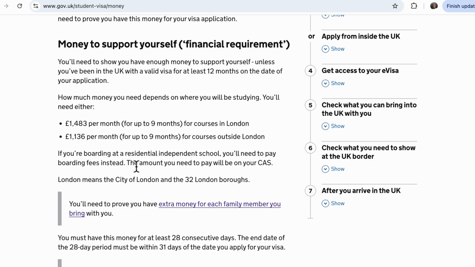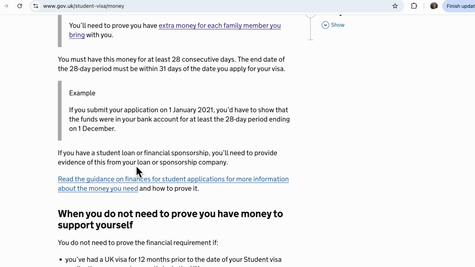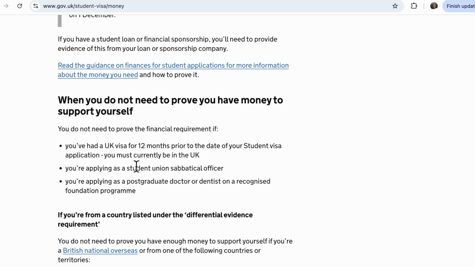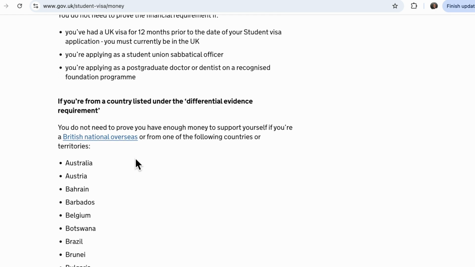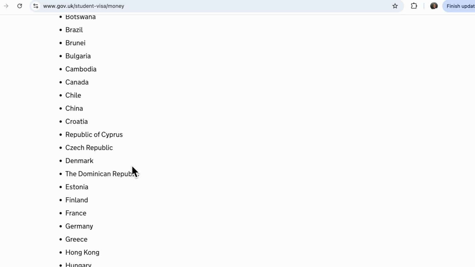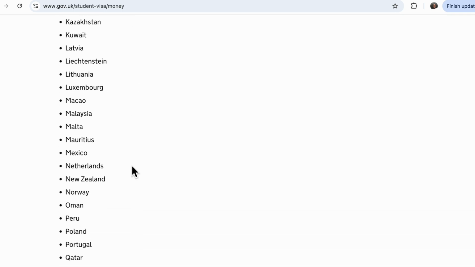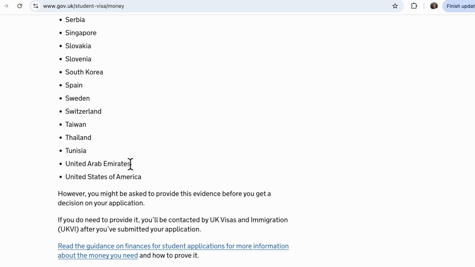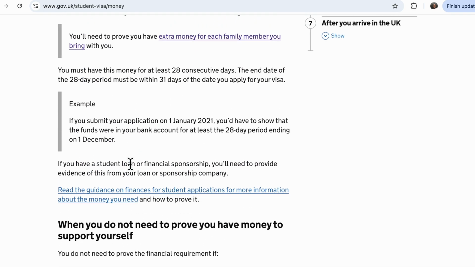So as you can see, London is expensive, but yeah. So let's go down and see whatever they're saying. As they're saying, when you do not need to prove you have money to support yourself. So they're saying if you can read through. So I think if you are from these countries, likely you don't need to prove that you have money to sustain yourself or your dependants. But if you are outside these countries, then you will have to prove that.